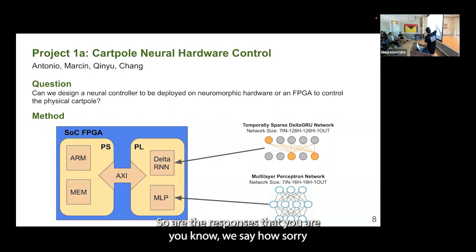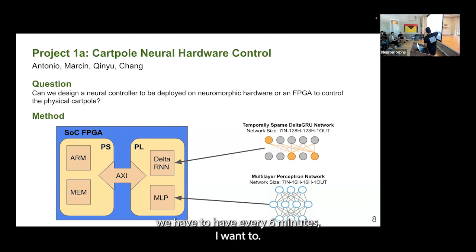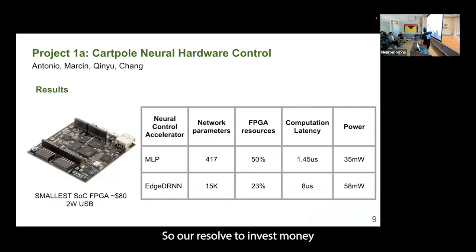The temporally sparse Delta GRU network has 7 inputs, 2 hidden layers with 128 units, and 1 output. This is deployed in the Delta RNN accelerator. The multi-layer perceptron network has 7 inputs, because it's the physical carpal current state, with 2 hidden layers of 16 units each and 1 output. Our result is on the smallest FPGA system that you can find, which uses around 80 watts with USB 2 volt. We have some results for each controller.